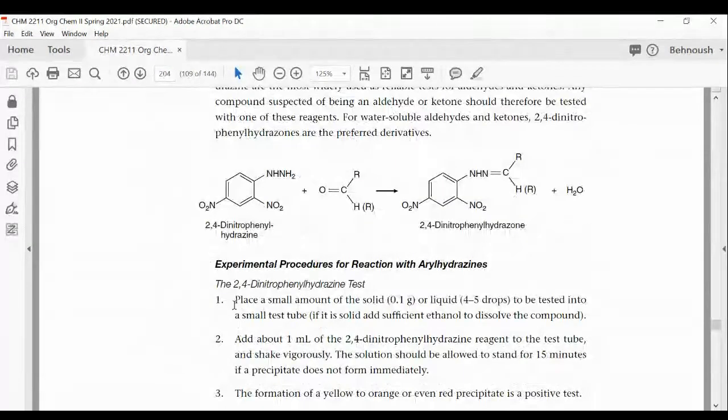So one of those reagents is the 2,4-dinitrophenylhydrazine reagent, which, if you have either an aldehyde or a ketone, is going to give a yellow precipitate, which is going to confirm that you have an aldehyde or ketone.